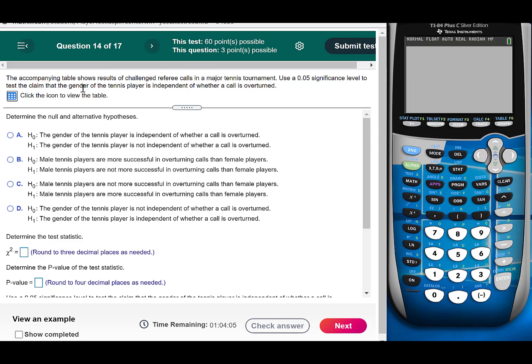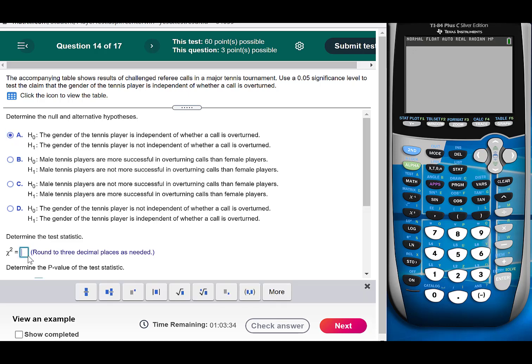The accompanying table shows the results of challenge referee calls in a major tennis tournament. Use a 5% significance level to test the claim that gender of the tennis player is independent of whether a call is overturned. Remember, the null hypothesis is the variables are independent, and the alternative, the variables are dependent. So let's find which one says that. Independent, not independent. So that's it right here. A.